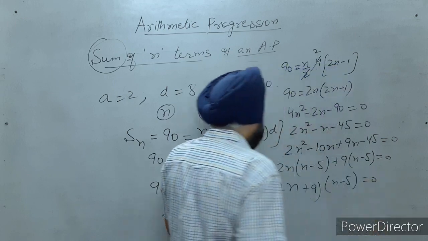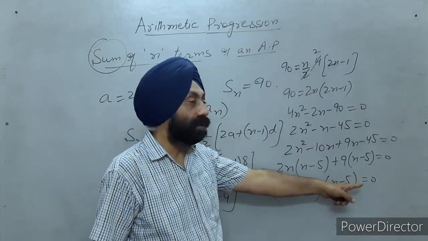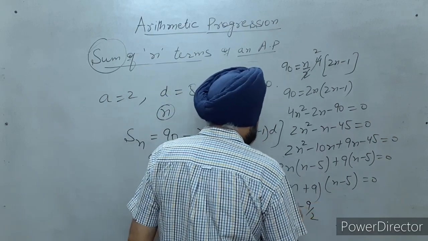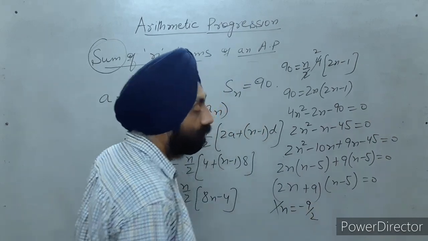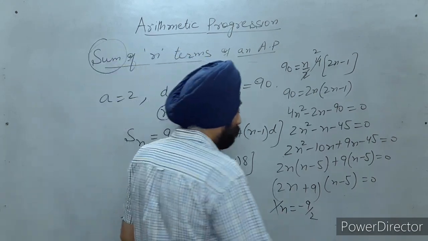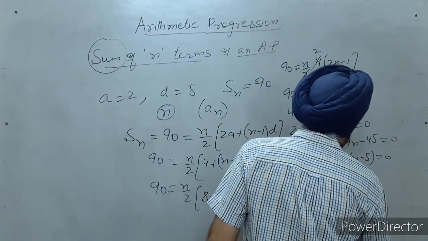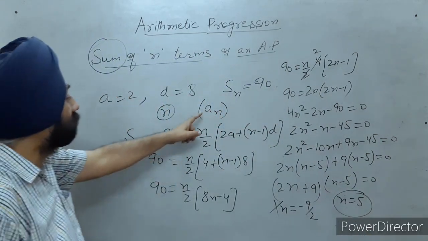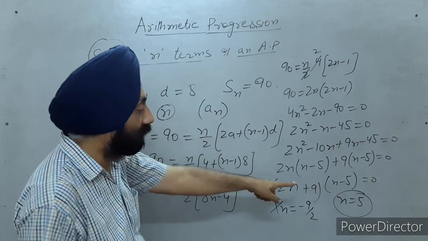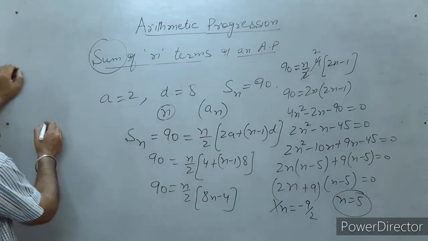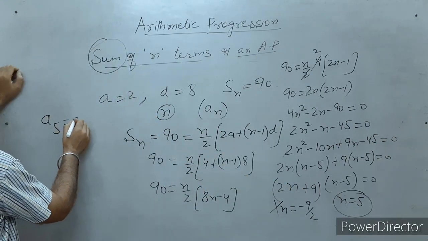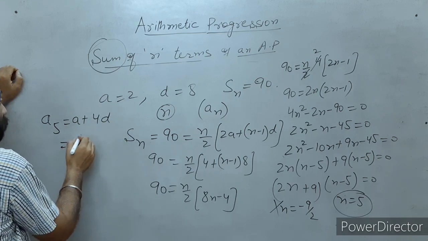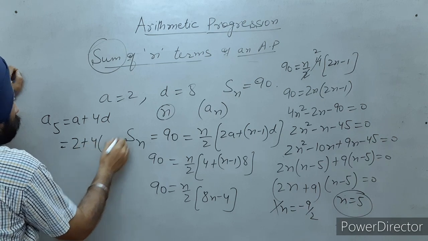This is 0. I cannot take 2n plus 9 equals 0 because it will give me n equals minus 9 by 2, which is not possible. The number of terms cannot be a fraction. Obviously. So what will be the value of n? 5. The number of terms will be 5. Now what did I have to find? The value of n, which is 5. So substitute here. I need a5, that is a plus (5 minus 1) into d. I get 2 plus 4 times 8. What is this?